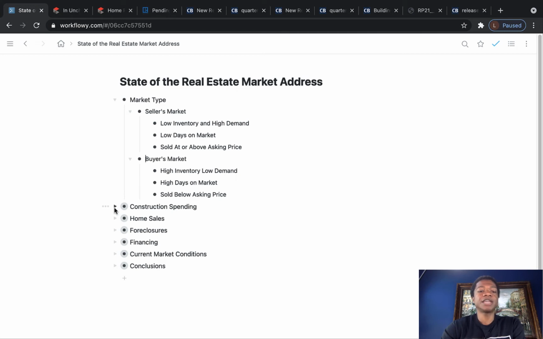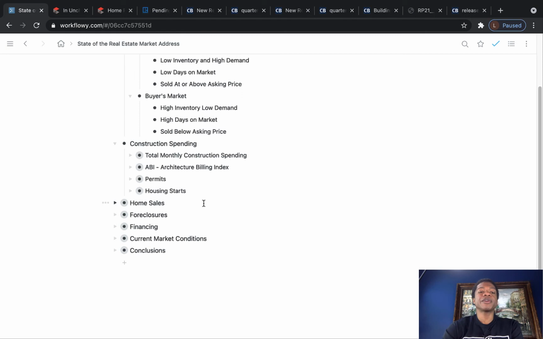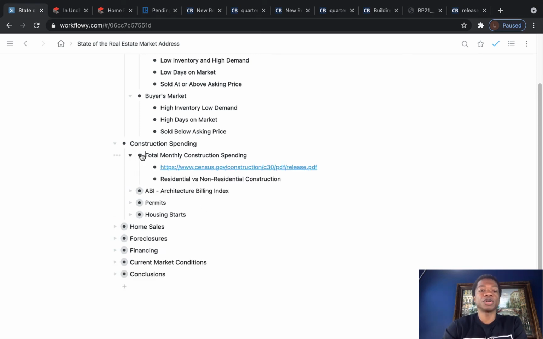Now, the next thing we want to take a look at is construction spending. There are 4 areas inside construction spending that we want to take a look at. First is the total monthly construction spending, then the architecture billing index, followed by permits, and then housing starts and completions. Let's start by taking a look at total monthly construction spending.